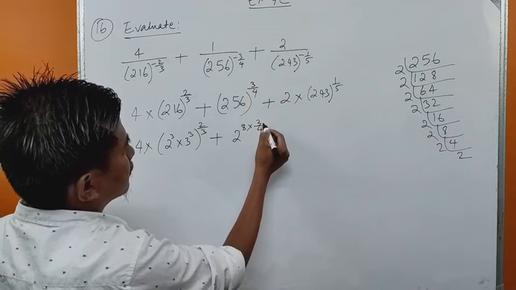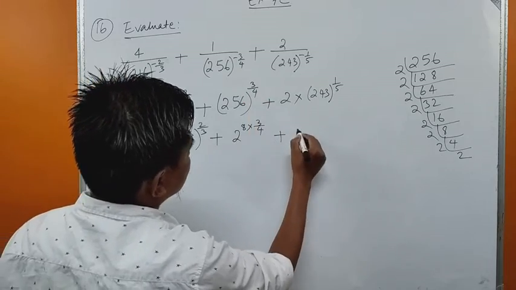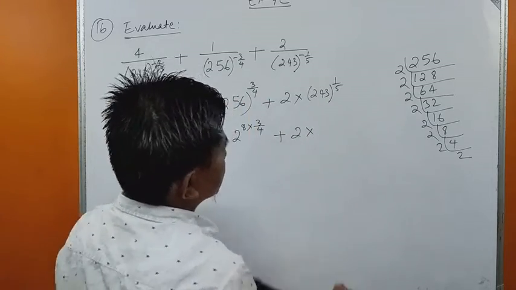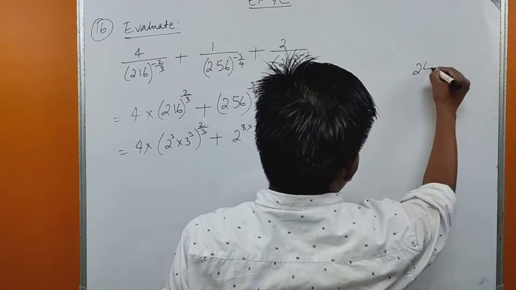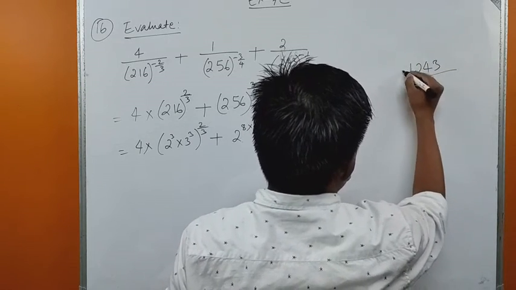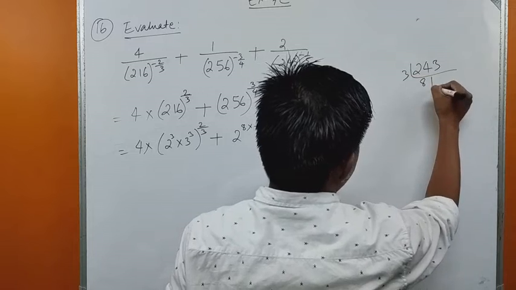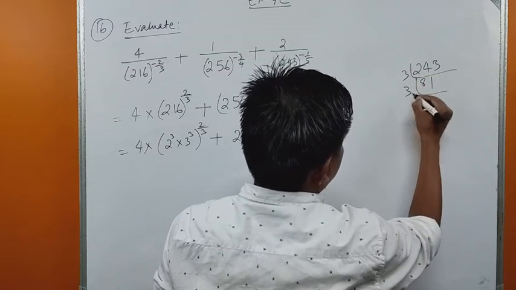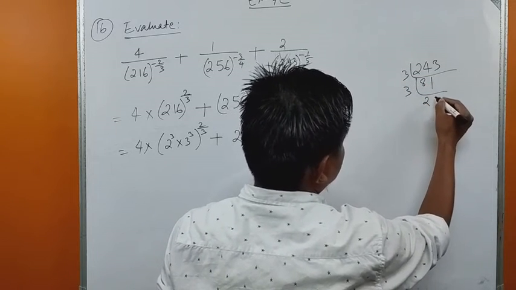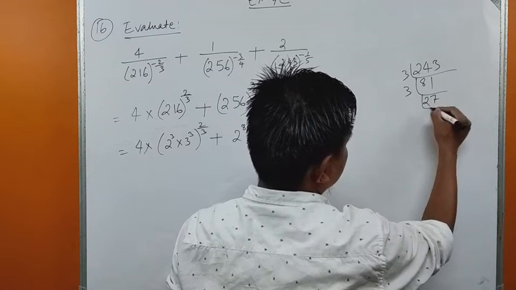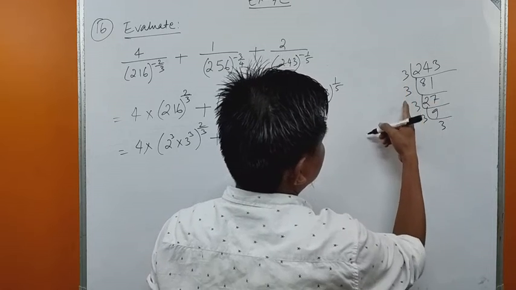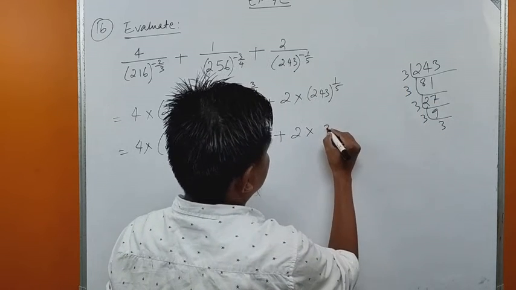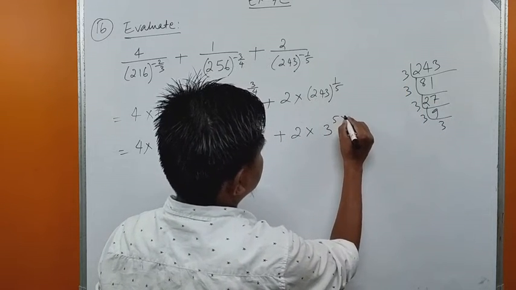This 3 upon 4 remains as it is, plus this 2 into 243. 3 8s are 24, 3 1s are 3, 3 2s are 6, 3 7s are 21, 3 9s are 27, 3 3s are 9. 1 2 3 4 5, so 3 to the power 5 into 1 upon 5.